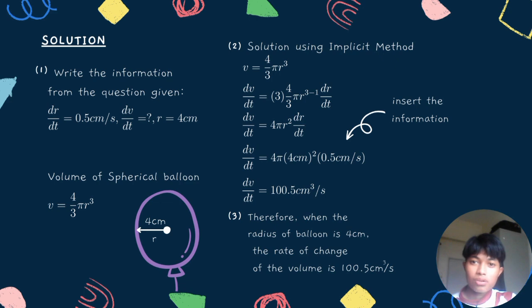And after that we need to insert the information from the question given. So what we get is dV/dt equals 4 pi times 4 squared times 0.5, and then dV/dt equals 100.5 cm cubed per second. Therefore, when the radius of the balloon is 4 cm, the rate of change of the volume of the balloon is 100.5 cm cubed per second.